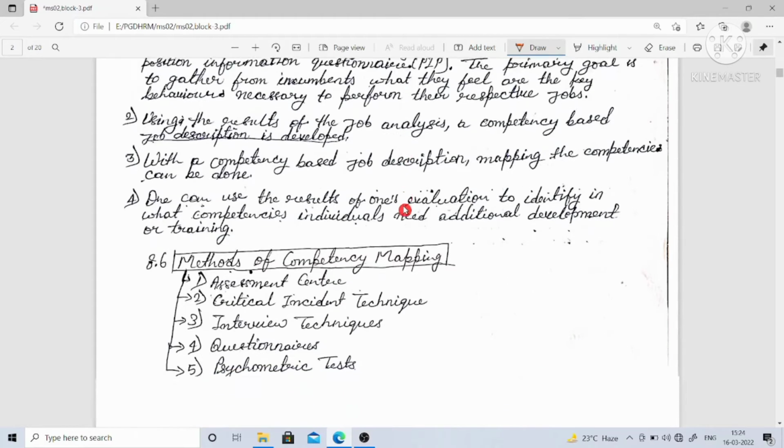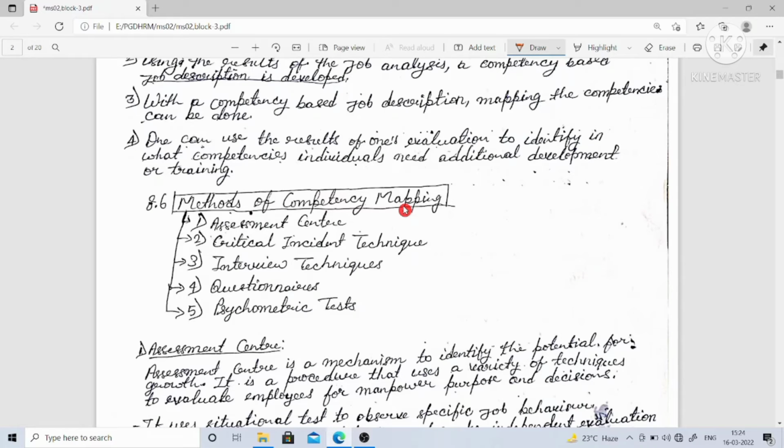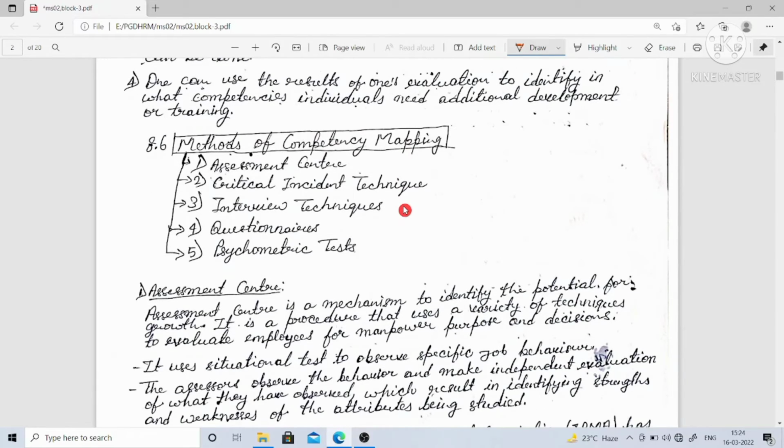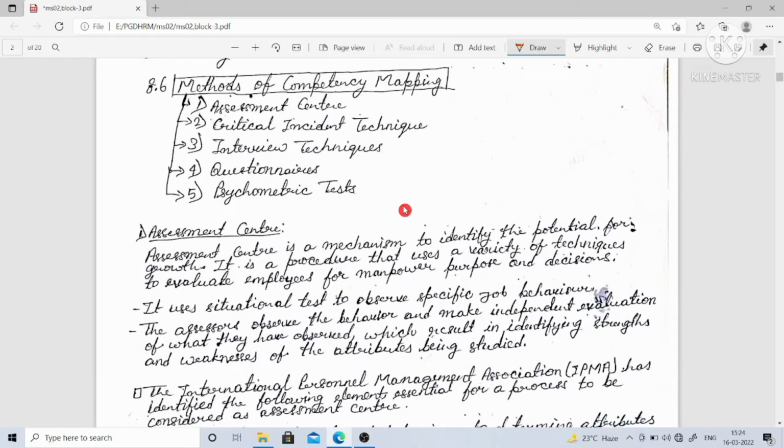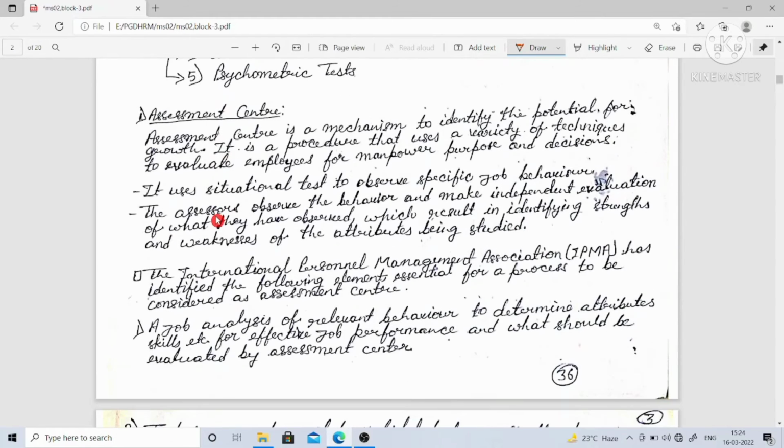Methods of competency mapping are given. First method, assessment center. Second, critical incident technique. Third, interview techniques. Fourth, questionnaires. And fifth, psychometric tests. So these are the five methods of competency mapping. So first, assessment center.